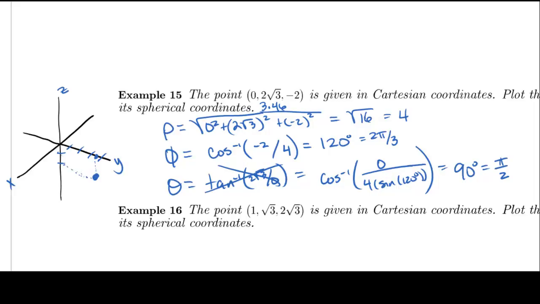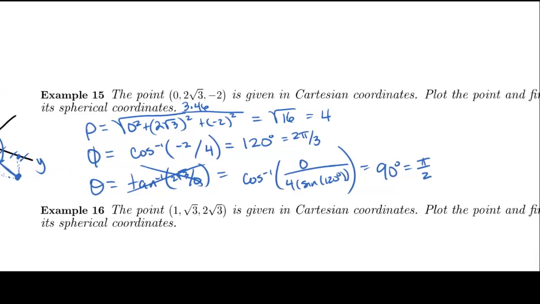And let's see if that makes sense with what we have. We have 4 units away, and that's reasonable based on where that looks like. We've got a phi, an angle of 2 pi over 3 or 120 degrees. That makes sense here. And then we have that pi over 2. Again, this is supposed to be directly below the y-axis, so that makes sense that our angle here was 90 degrees. We got all the way over to the y-axis and then drop down. So that makes sense there.